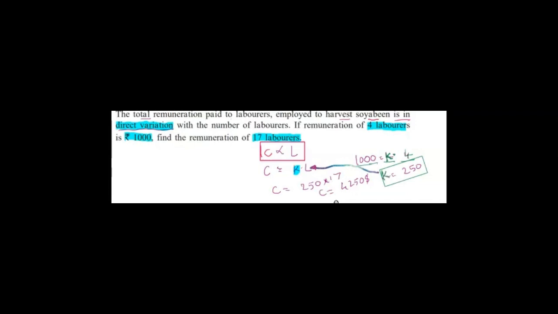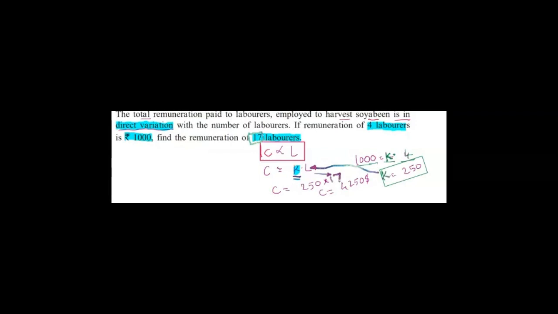Plugging the value of K over here, the new given value is 17 laborers. So for L, we plug in 17. L will be equal to 17. As a result, we'll be getting the final value here.